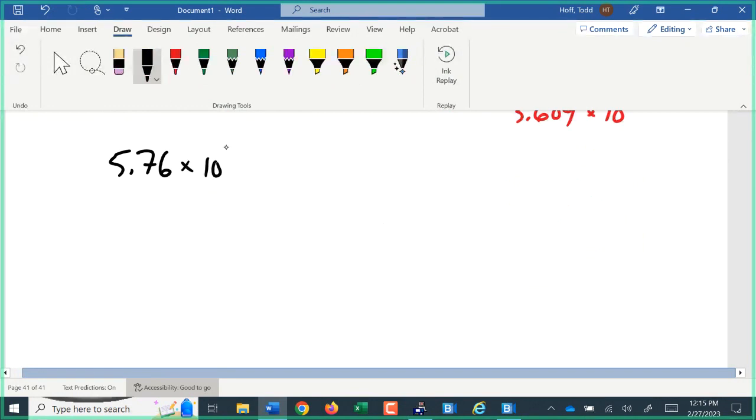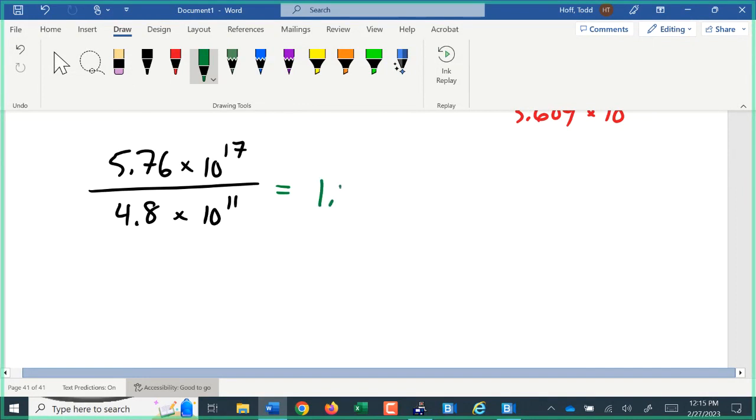5.76 times 10 to the 17th divided by 4.8 times 10 to the 11th. Again, we don't need the same name. We don't have to have the same power of 10 because we're dividing. We divide the counts. 5.76 divided by 4.8 is 1.2.